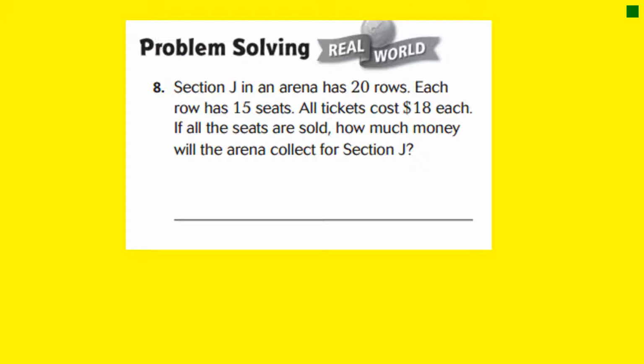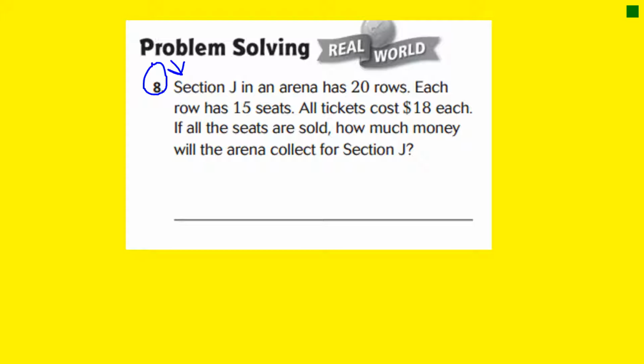Down to problem solving. We are on number 8. All right, I'm going to start reading it. Number 8, right here. Section J in an arena has 20 rows. Each row has 15 seats. Okay, you got that? 20 rows, 15 seats in each row. All tickets cost $18 each. If all the seats are sold, how much money will the arena collect for section J?